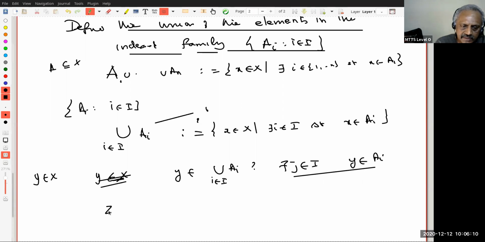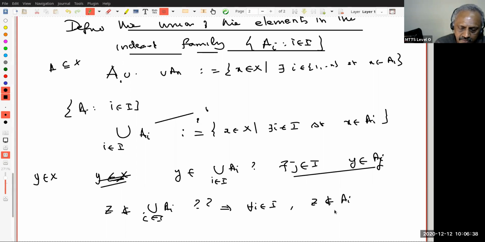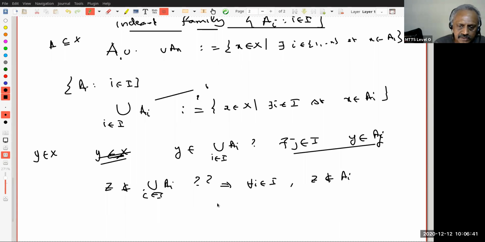So when I say z does not belong to the union of A_i, what does it mean? When y belongs to the union, there should at least be one j so that y belongs to A_j. If that is not so, you take any i here: can z be in A_i? No. That means for every i in I, z is not in A_i. Do you understand this? Pause, review, proceed.